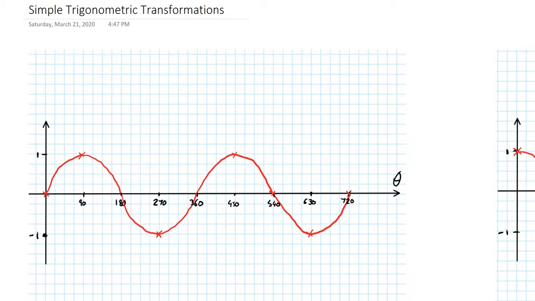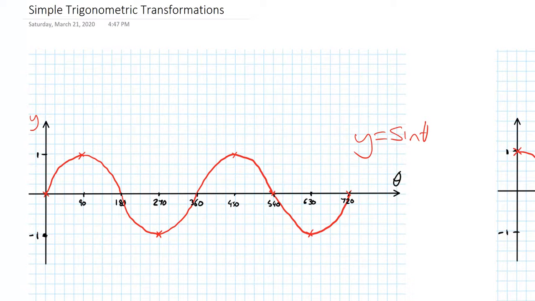Hello everybody. In this video we're going to have a look at some different versions of sine functions and how we can draw them as graphs. On your screen right now you can see that we have a sine function. This is the graph of y equals sine theta, and that is if this is our y-axis.